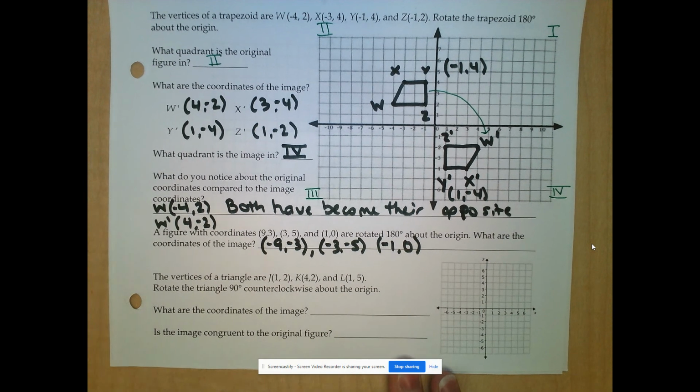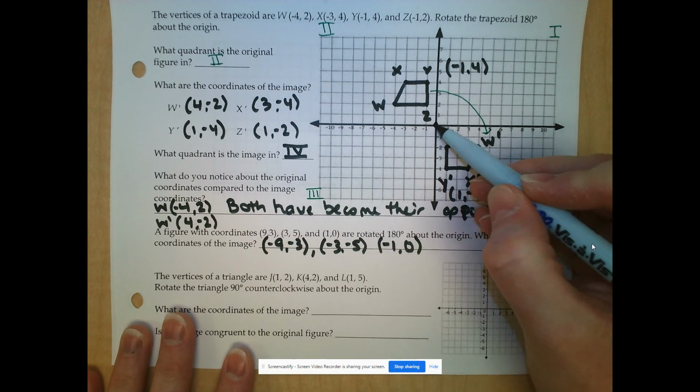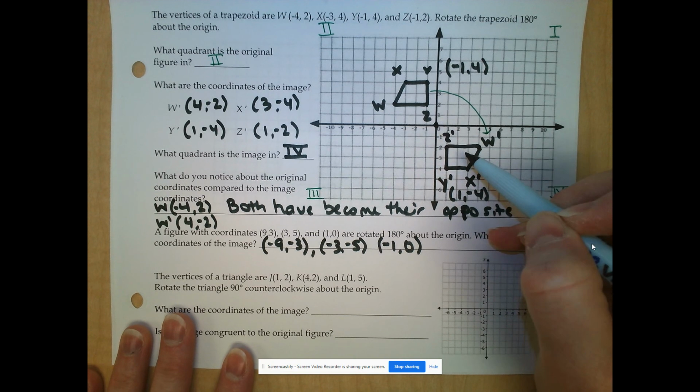Now, we are assuming 0, 0, the origin, is our center of rotation for all of these. The center of the clock is right here at the origin, and we're turning things around the center of the clock.